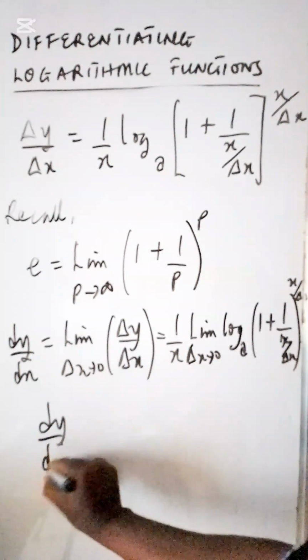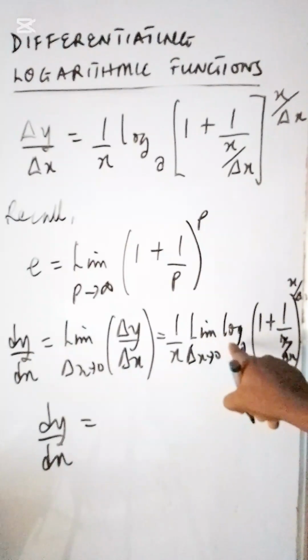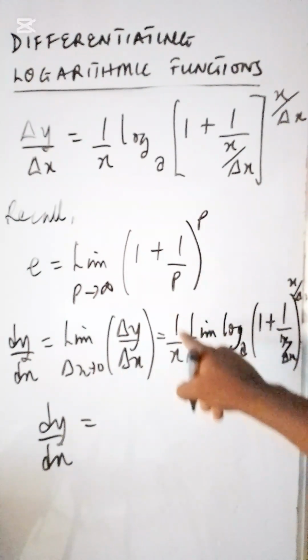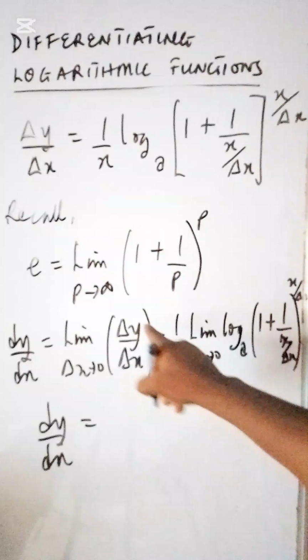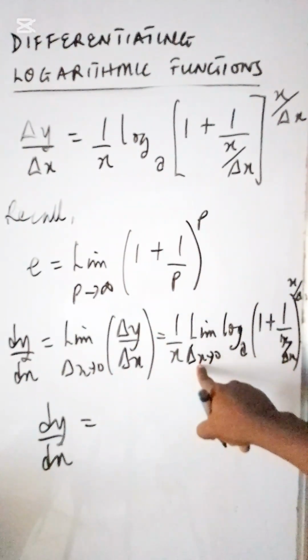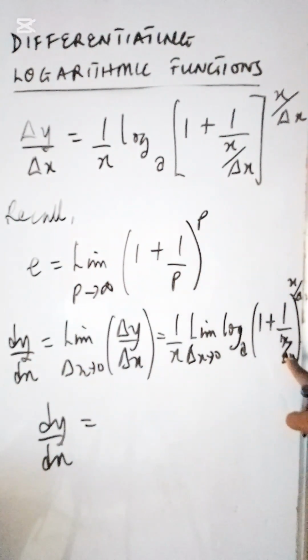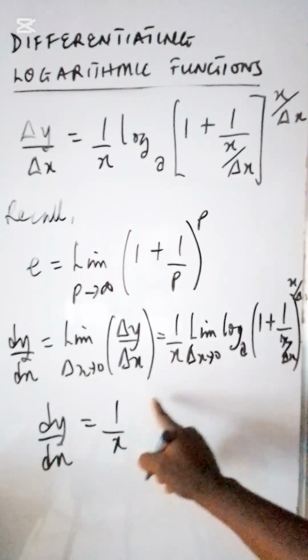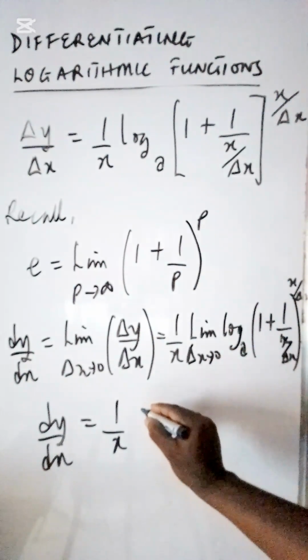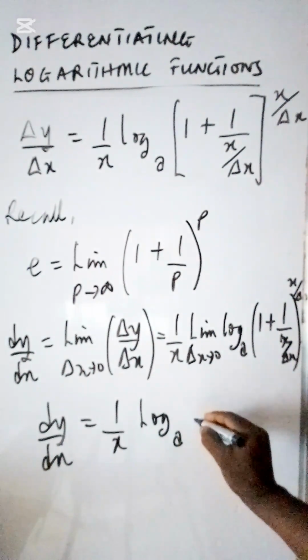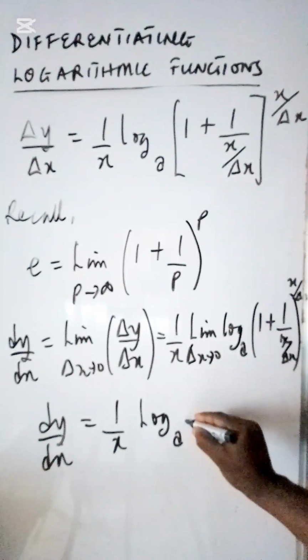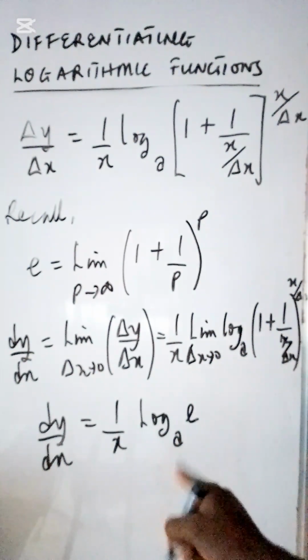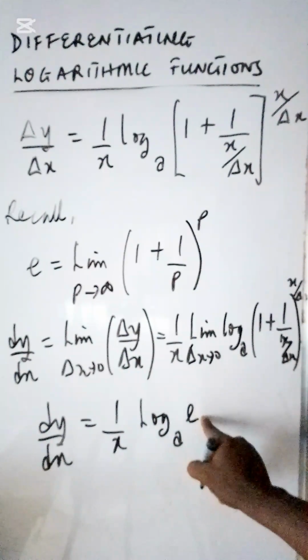Now that implies that you would end up having this as your result. dy/dx will be equal to, this constant becomes stable. You would notice that as p tends to infinity, change in x will be tending to 0, because in this case our p is x over change in x. So if p tends to infinity, it would be coming from change in x tending to 0. So that would imply that 1 over x, limiting value of all these, will give us log to base a of this constant e. So you end up having dy/dx as 1 over x log e to base a.